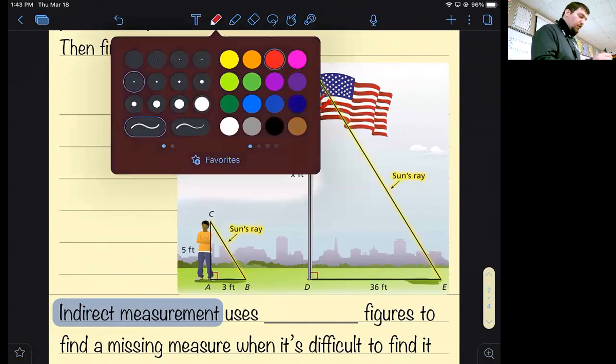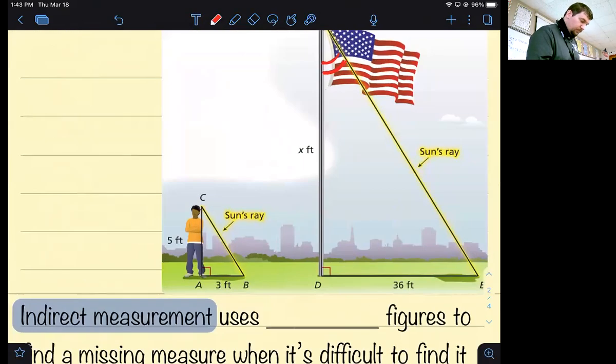So your proportion would go as follows. The person's height is 5 feet. The flagpole's height is X feet.